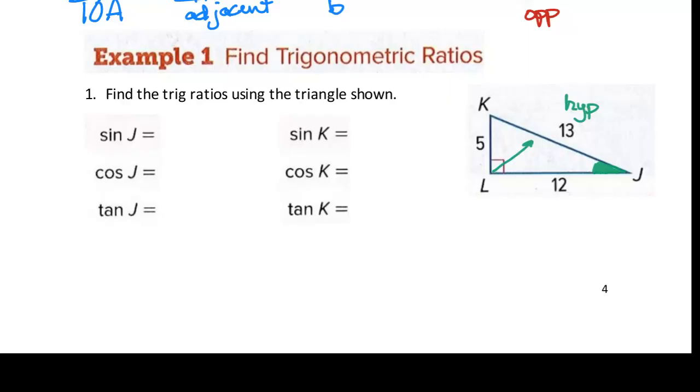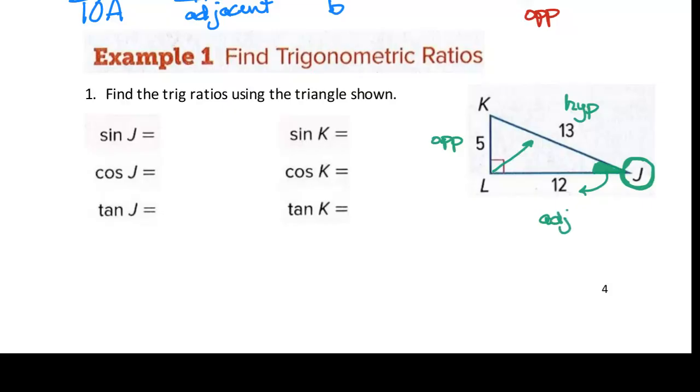Now, if we are talking about J, which side is opposite? Is it the 5 or the 12? 5, yeah. So this is the opposite side. And that leaves 12 to be adjacent, which is next to it. Again, you might think 13, but that's the hypotenuse. It can't be the hypotenuse and the adjacent side at the same time. So this is the adjacent side.